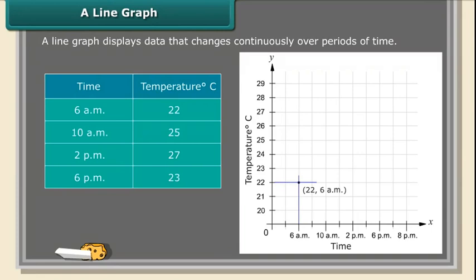The temperature of every 4 hours is recorded and plotted as points as shown in the graph. These points are connected by line segments. The result is a line graph. From the graph, in between 10 a.m. and 2 p.m., we can find that the temperature increased by 2 degrees Celsius.